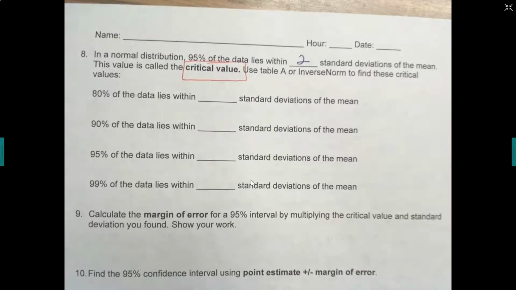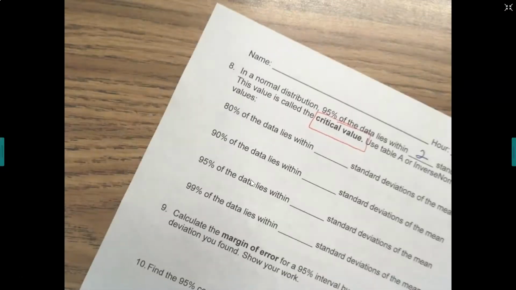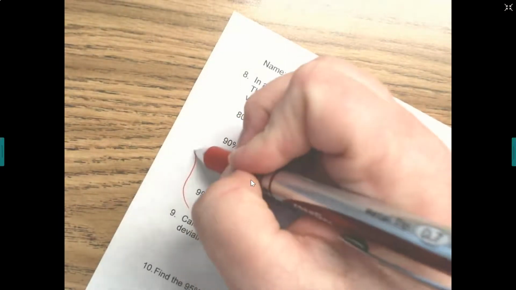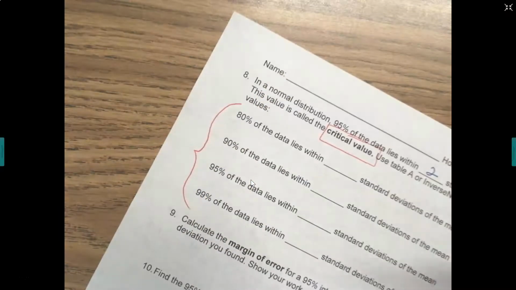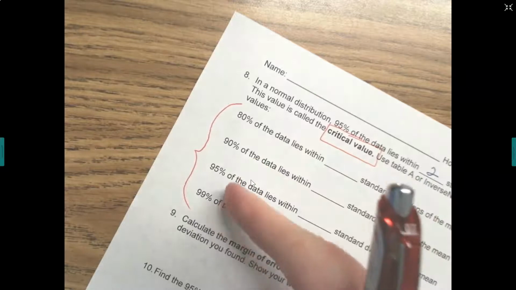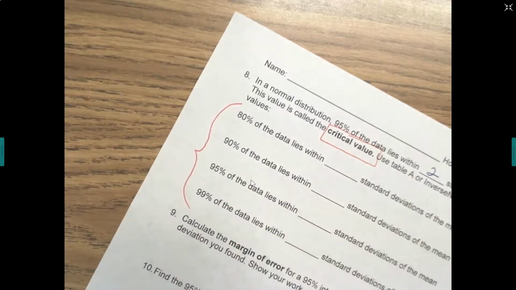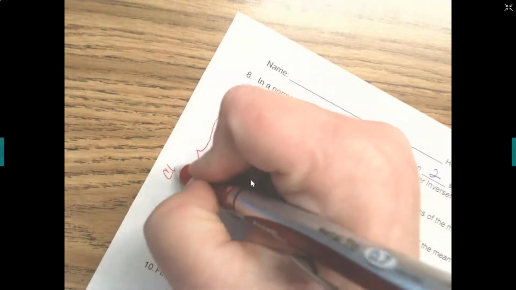So a critical value, and so this is going to be part of us determining how to calculate our margin of error. So what I have here is these numbers are confidence levels, 80%, 90%, 95%, 99%. These are actually confidence levels.